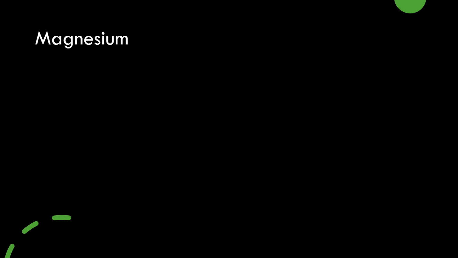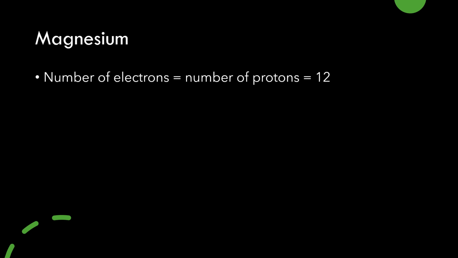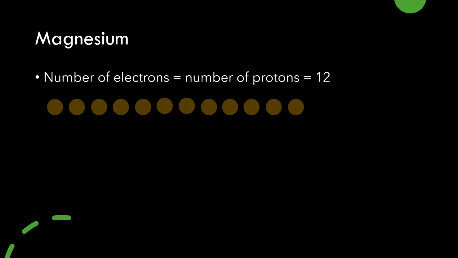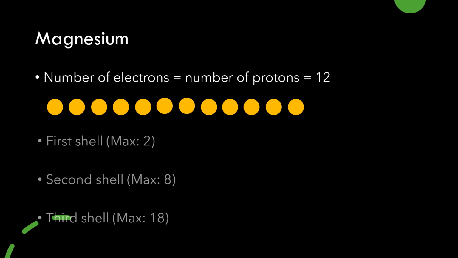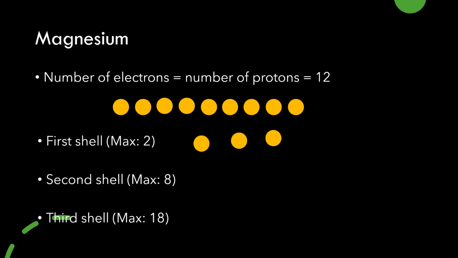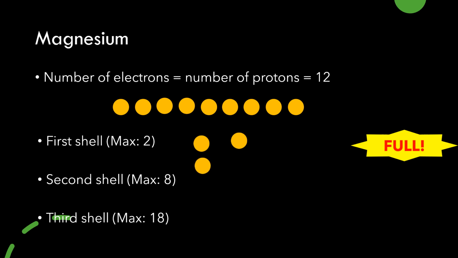This might seem complicated, so let's have a look at magnesium as an example. The number of electrons will be equal to the number of protons, which is 12. So let's get 12 electrons here. Now we're going to assign these electrons to different electron shells. So the first electron will get into the first shell, and so will the second one. However, when the third electron wants to get into the first shell, unfortunately, the first shell is already full. What we have to do is to place that electron into the second shell.